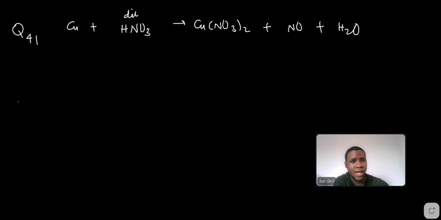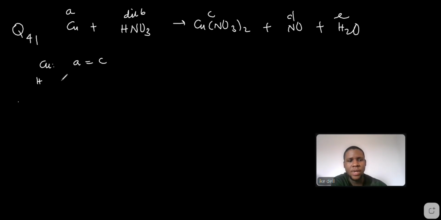All right, are you ready to balance this one? So once again, we'll just carry on with the algebraic method because it's quite faster. So we're going to call this A, we'll call this B, we'll call this C, we'll call this D, we'll call this E. Let's compare copper. So we have A is equal to C. That one is quite easy.